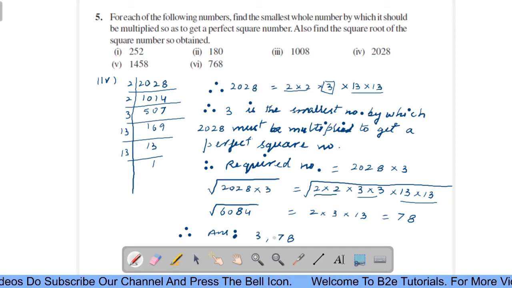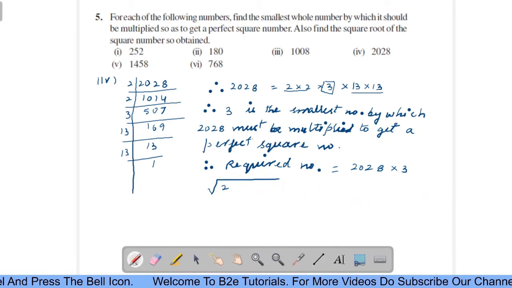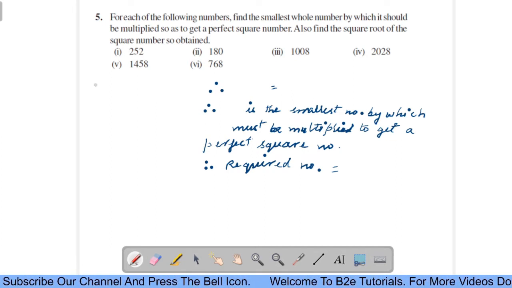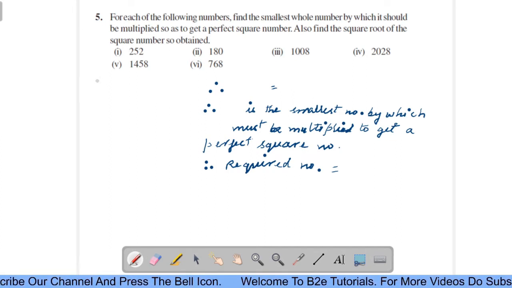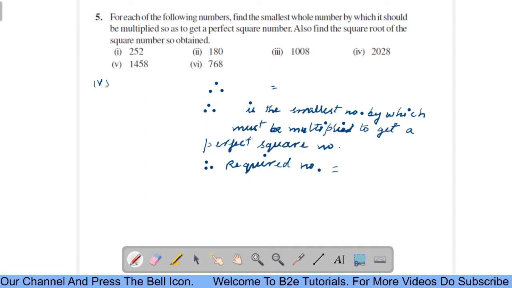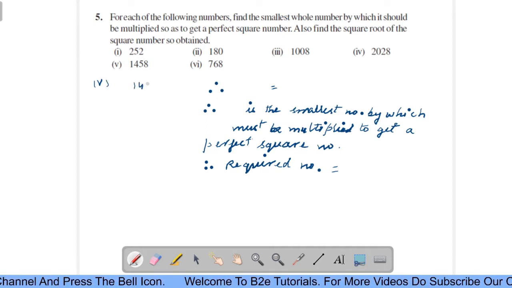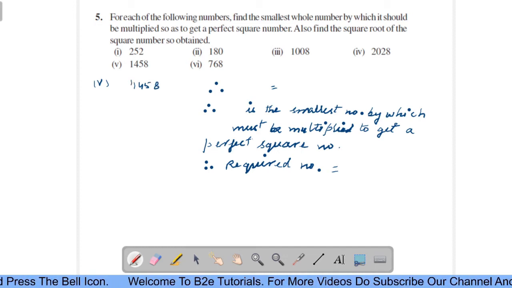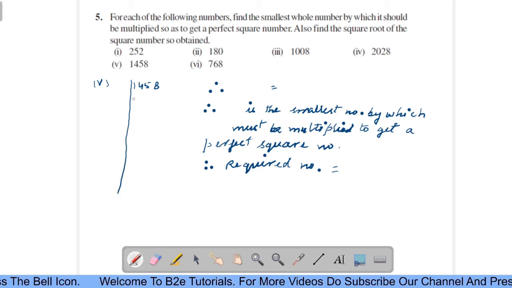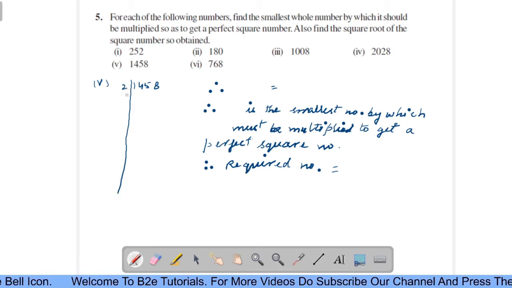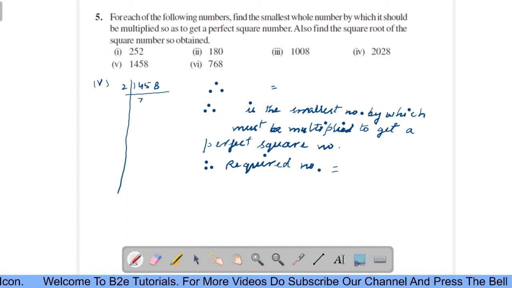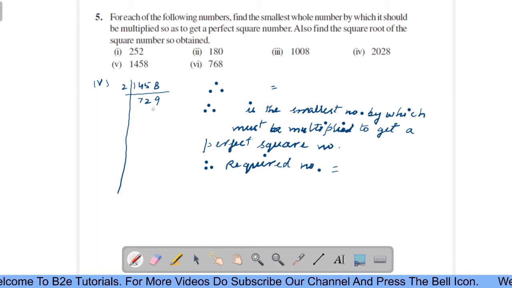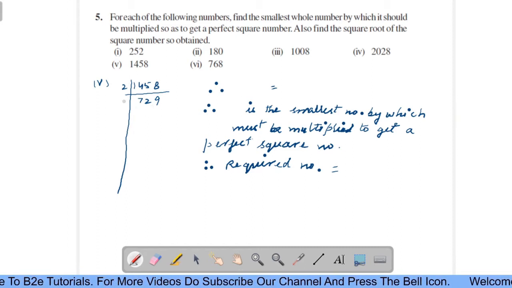Now come to next part. Now come to fifth part. It is 1458. Now make prime factors of this number. So divided by 2, 2 7 is 14, 2 2 is 4 and 2 9 is 18. Now it will be divided by 3.